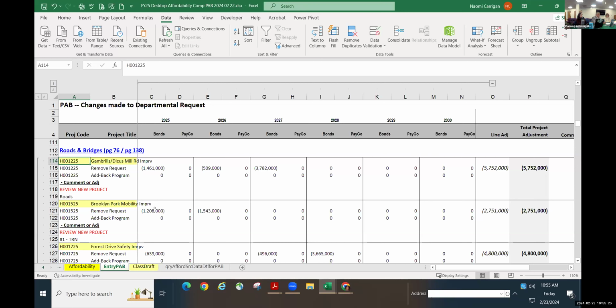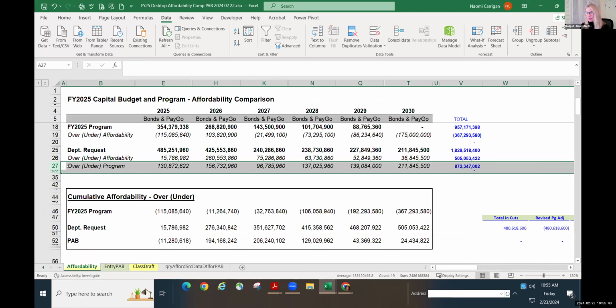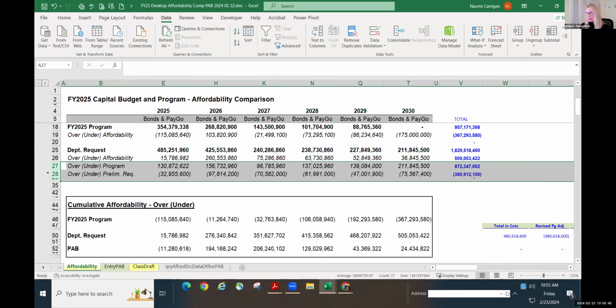Naomi, can you go back to our summary and we can see our 5-year project totals to see how lumpy our year in, year in. Yeah, so given where we are right now, bear with me, I just need to unhide this.